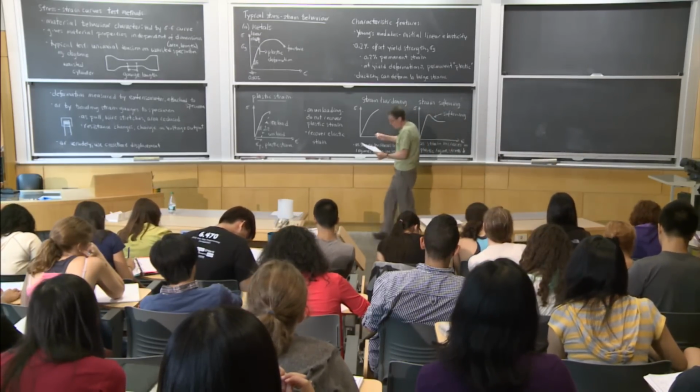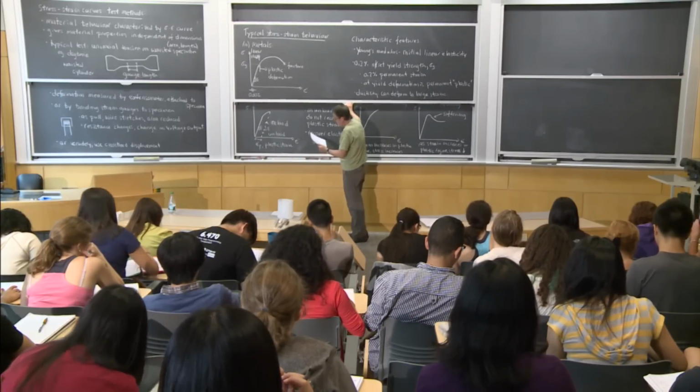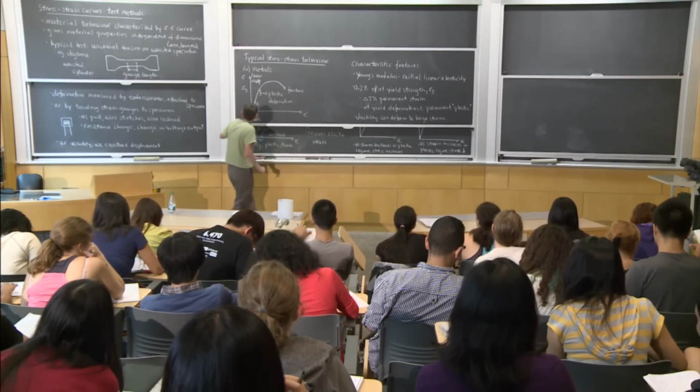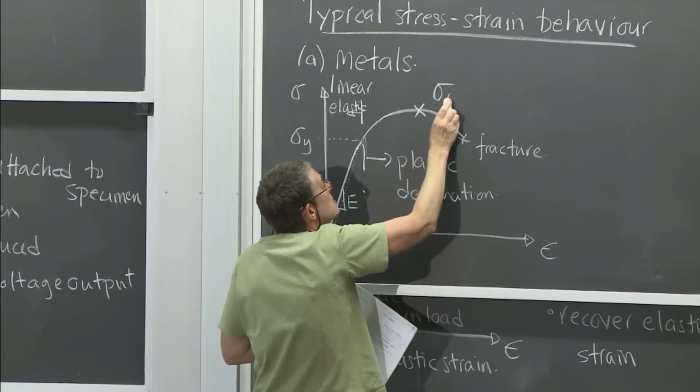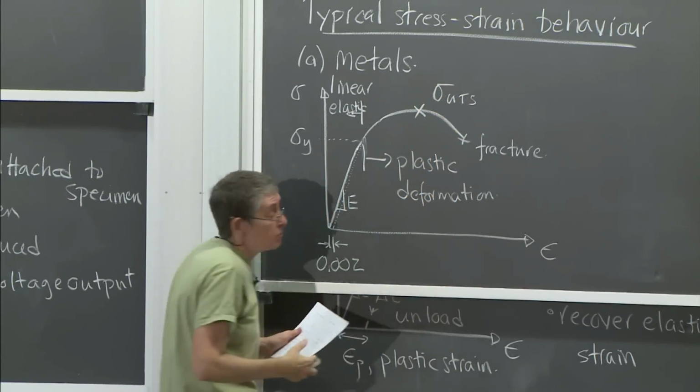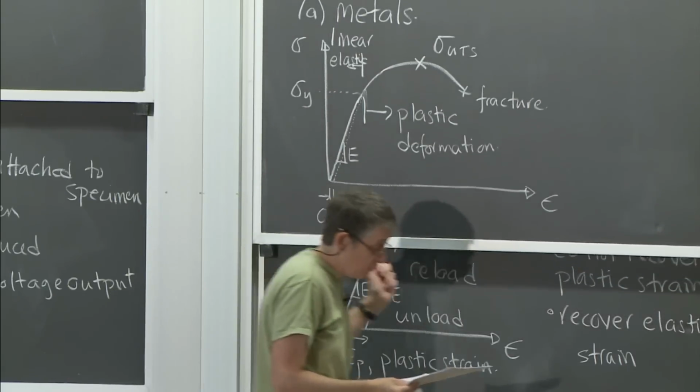And there's a couple of other definitions here. The maximum value of the tensile strength is called the ultimate tensile strength. So that maximum value there is the ultimate tensile strength, sigma UTS.